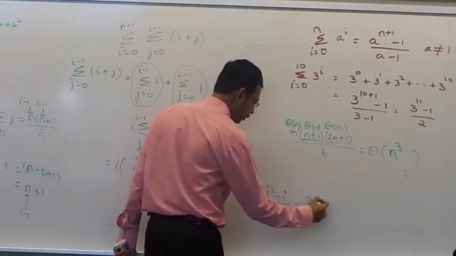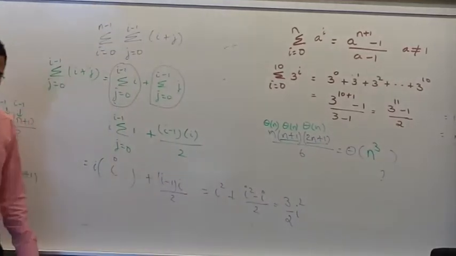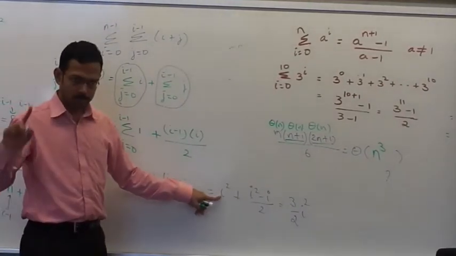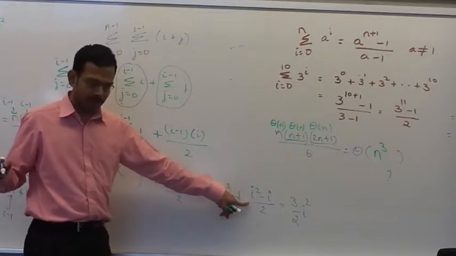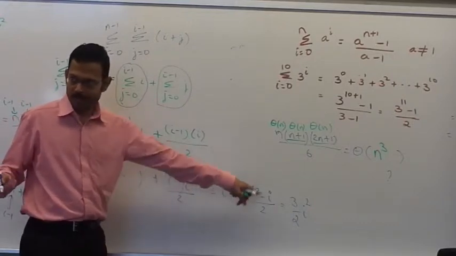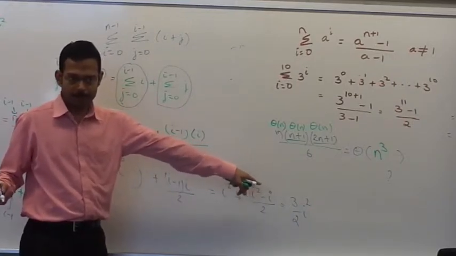I square plus I square over 2 is 3 halves of I square, right? 1 times I square plus half times I square. So that is 3 halves of I square.